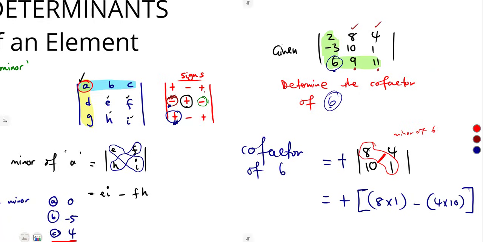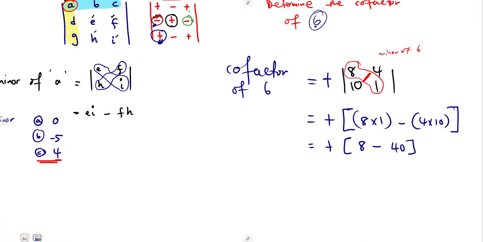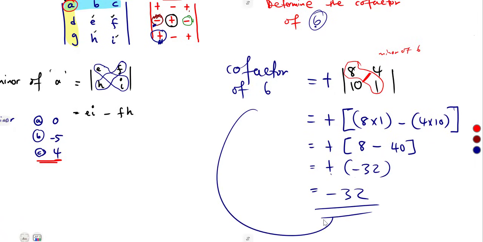Whatever you have as your final answer, you must remember that the sign has to be considered. In our case, it's a positive, and a positive does not affect anything. So whatever I'm going to have here will be 8 minus 4 times 10, which is 40. And 8 minus 40 is negative 32. So you're going to have negative 32. But there's a sign outside to represent that you are dealing with a cofactor. Positive times negative is negative. So we have the cofactor of 6.